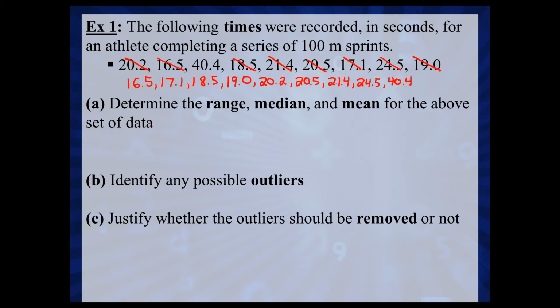Okay, let's calculate the range first. Your range is the positive difference between your largest and smallest value, or your maximum value and your minimum value, and a difference means subtraction. So your maximum value is 40.4, subtract 16.5. And then my range would be equal to 23.9 seconds.